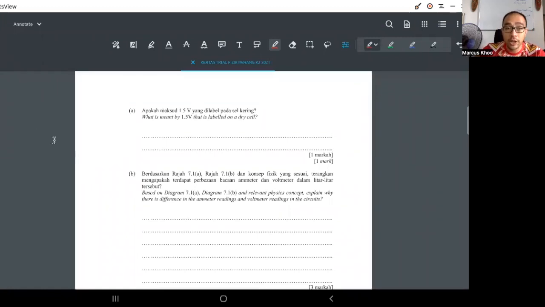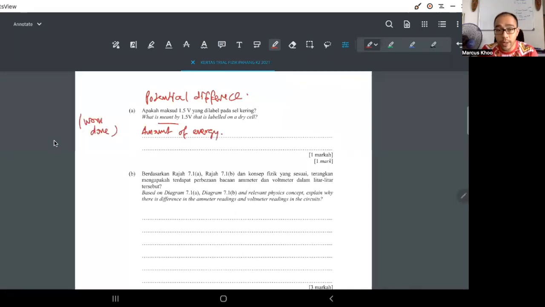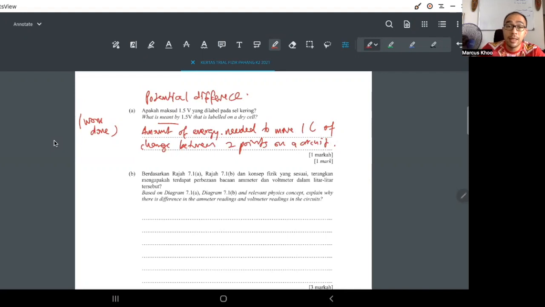That is labeled on the dry cell. What is that? That is the potential difference. I know it is called the potential difference, but the question is what is meant by 1.5 volts? Now, in the previous video, we talked about this. What is the meaning of potential difference? I usually say the amount of energy, but a lot of people will use the textbook and say the work done. You can also say work done if you want. But I would say amount of energy needed to move 1 coulomb of charge between 2 points on a circuit. So the amount of energy needed or work done to move 1 coulomb of charge between 2 points on a circuit.